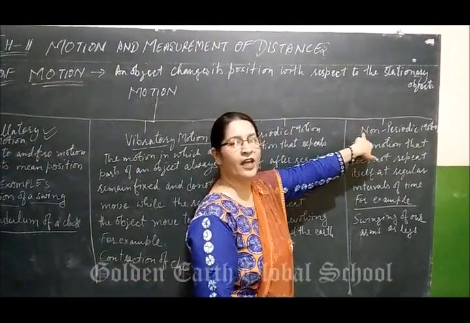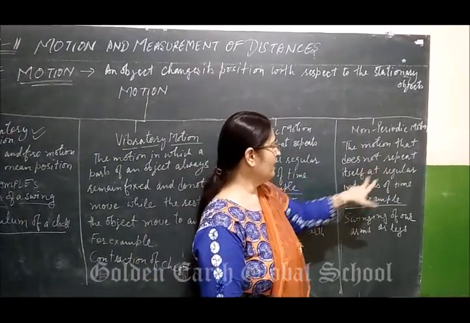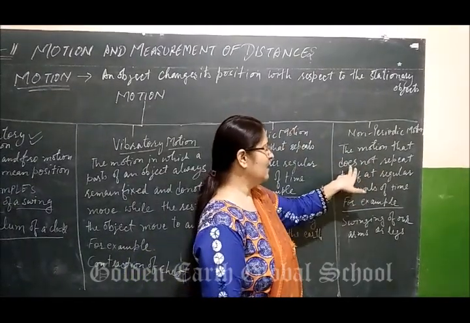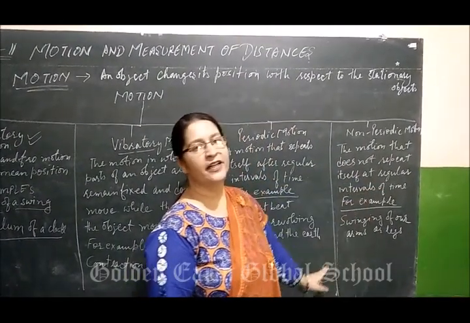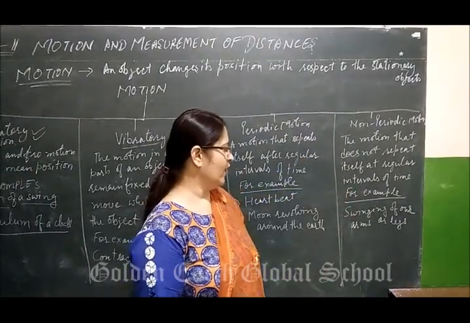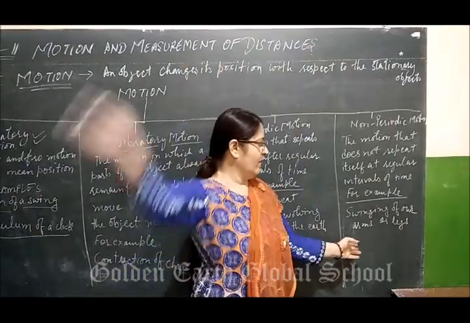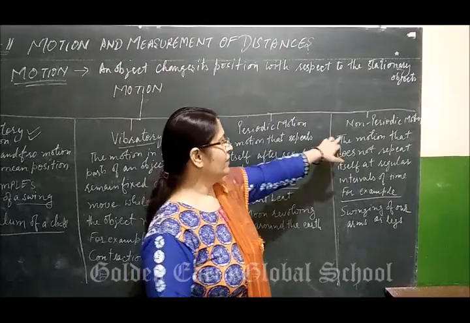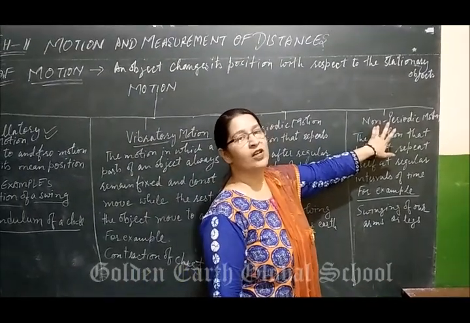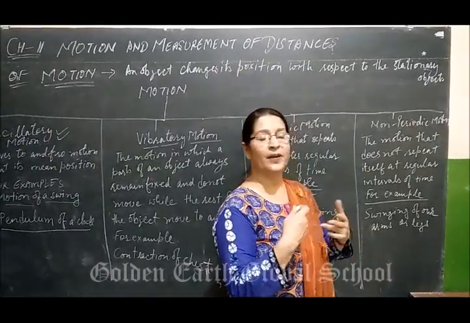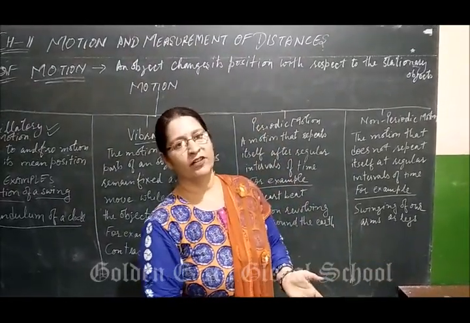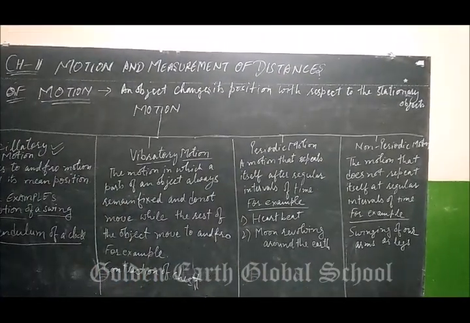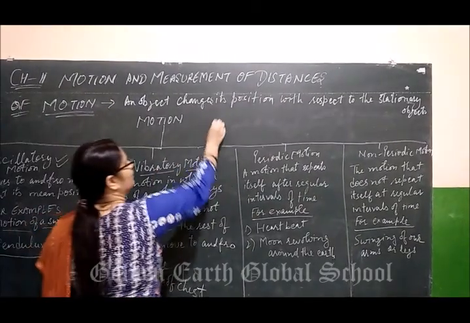Next is non-periodic motion. The motion that does not repeat itself. Non-periodic motion is opposite to periodic motion. The motion that does not repeat itself at a regular interval of time is called a non-periodic motion. For example, swinging of our arms or legs in both directions, in a clockwise and also in an anti-clockwise direction. This is a non-periodic motion because we are not repeating after a regular interval of time.